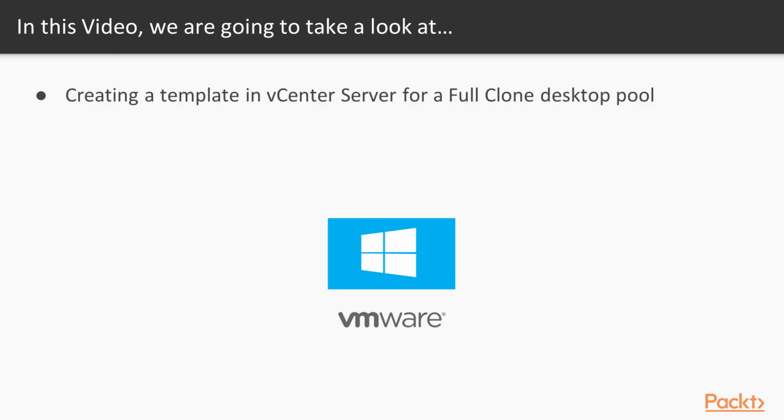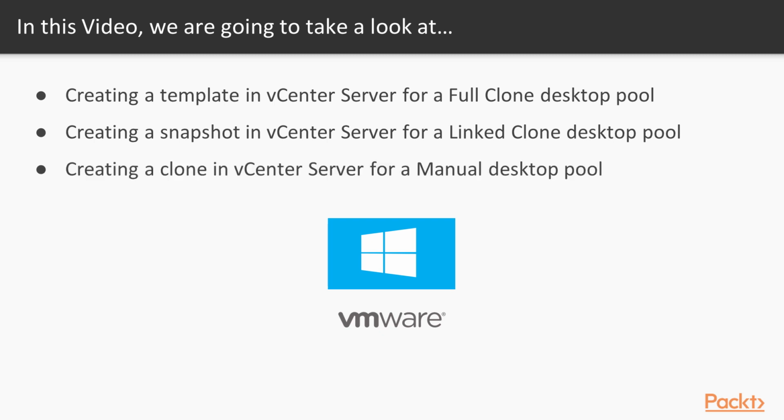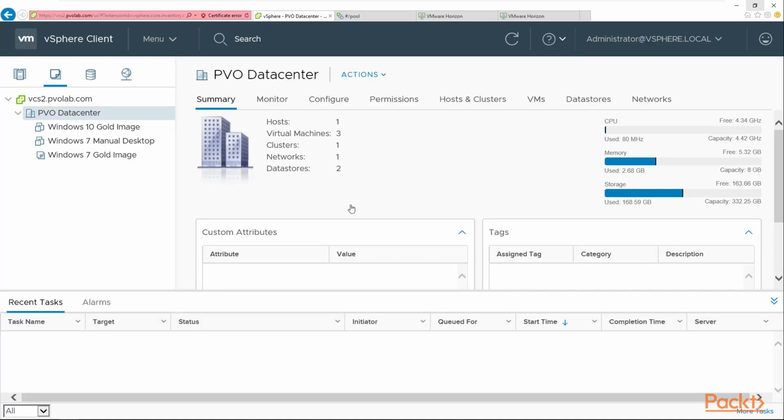First of all, we're going to create a template of the Windows 10 image. This will then be used to create full clone desktops in a persistent desktop pool. Next, we will create a snapshot of the image that will be used to create linked clone desktops from, with the desktops then being part of a non-persistent desktop pool. Finally, we will make just a copy or a clone of the virtual desktop machine, which will be used to create a manual pool.